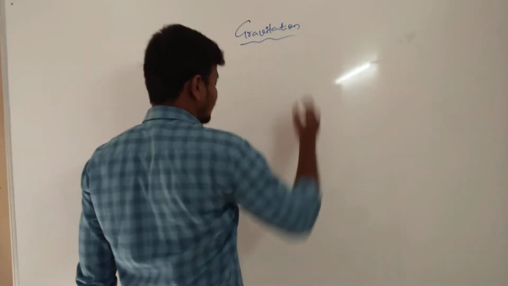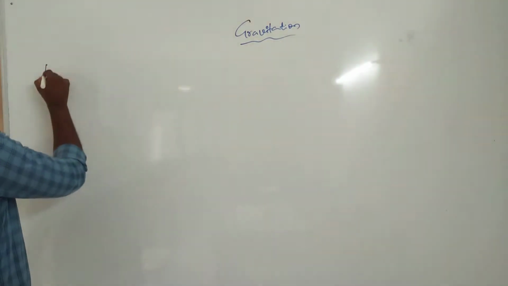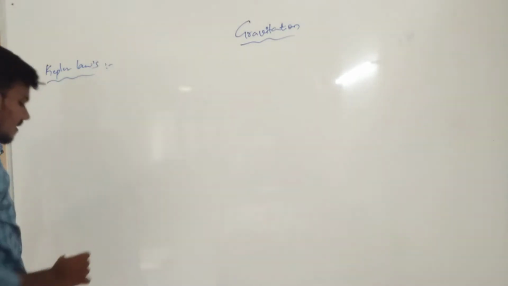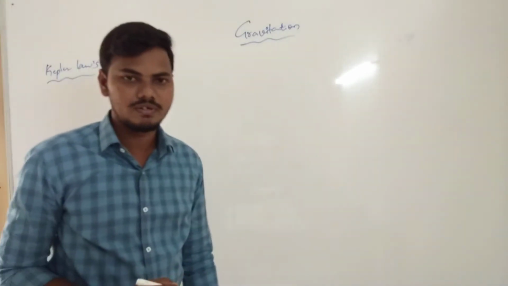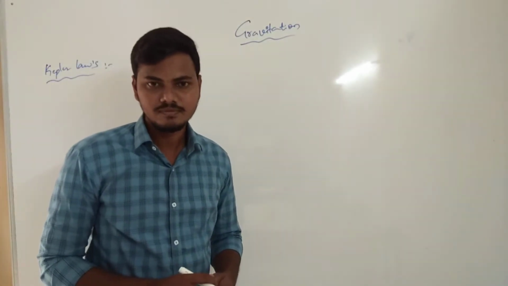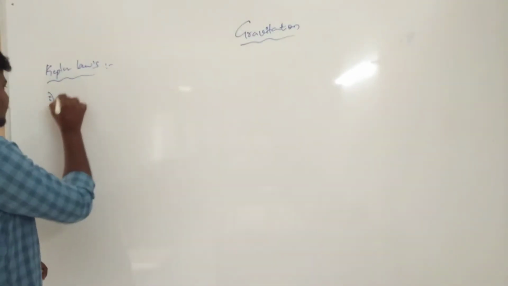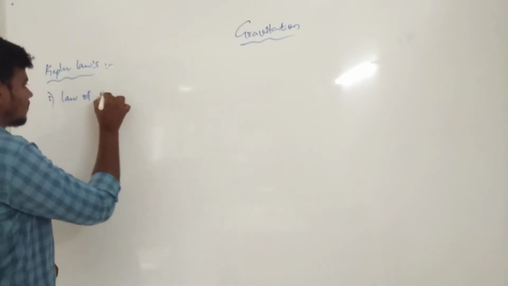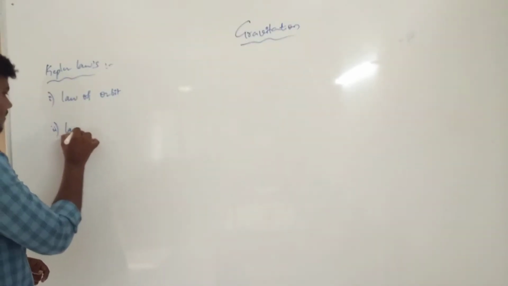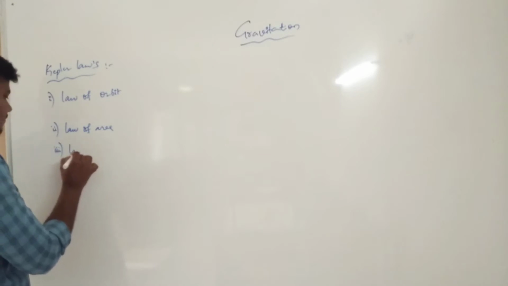Gravitation. Now, in gravitation we are introducing Kepler's laws. Kepler's laws are always three types. These Kepler's laws are also introduced along with Newton's laws of motion. Each time you can refer to Newton's laws of motion. Now the first one is the law of orbit, the second one is the law of area, and the third one is the law of period.